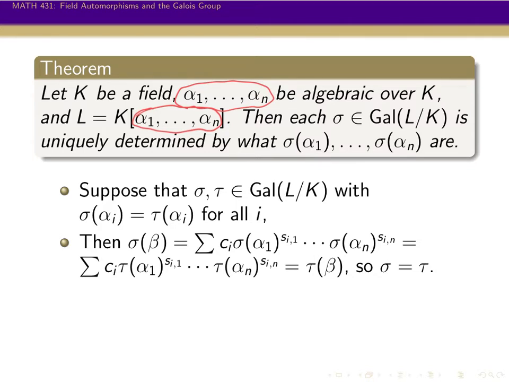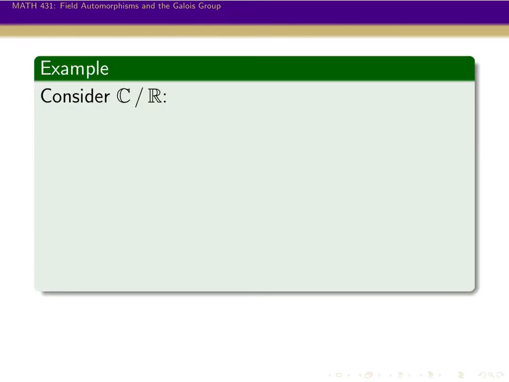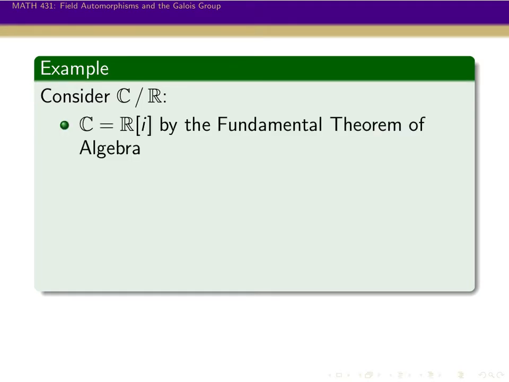So let's think about one concrete example of this: the complex numbers over the real numbers. One of the things we talked about before is that we can think about the complex numbers as just being the real numbers adjoin the imaginary number i. This is something that we saw by the fundamental theorem of algebra, that all the complex numbers are just polynomials in i over R.